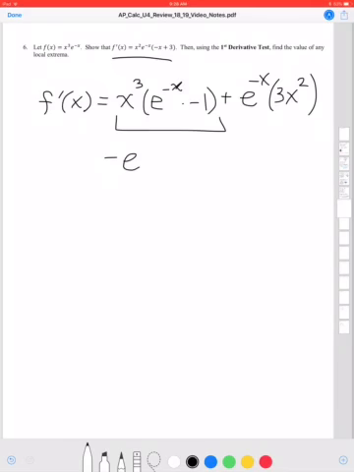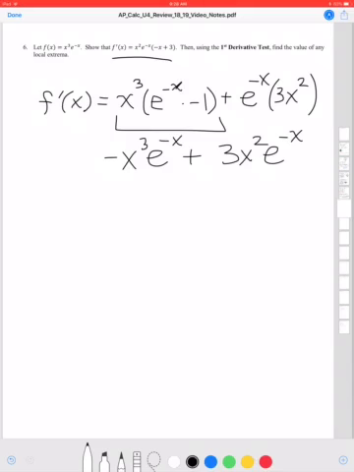Alright, well that doesn't quite look like the answer they gave us, so let's clean this up a little bit. Let's make this like that. And 3x squared e to the negative x, so I have my x's first.